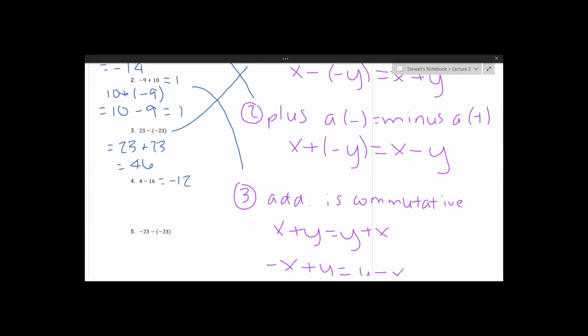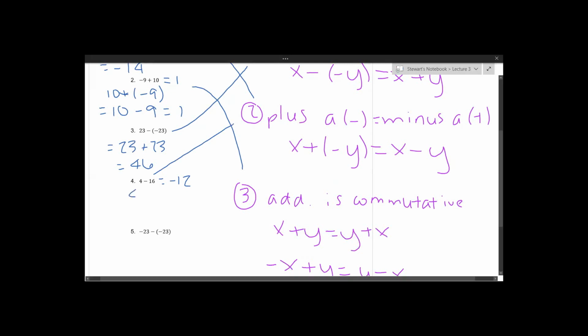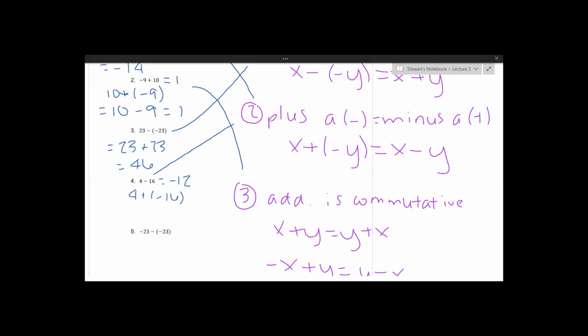You could think about it if you wanted to undo rule number 2. This could be thought of as 4 plus negative 16, if that helps you think about it more, like you're adding a negative number to it. Or if you wanted to switch it and use rule number 3 as well, you could think about this as negative 16 plus 4 and then count up from negative 16, if that helps you think about it better.